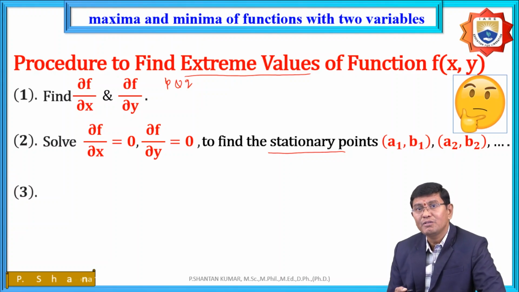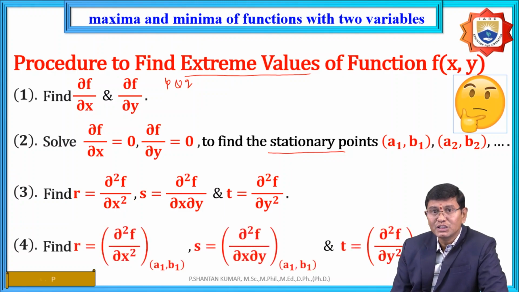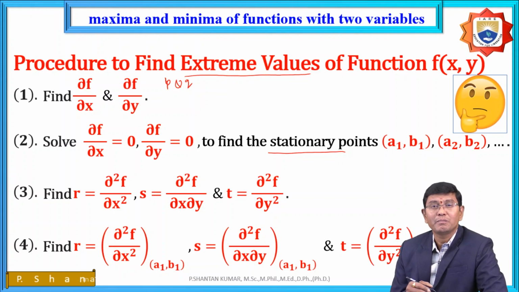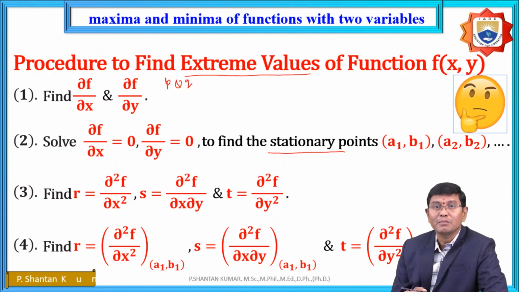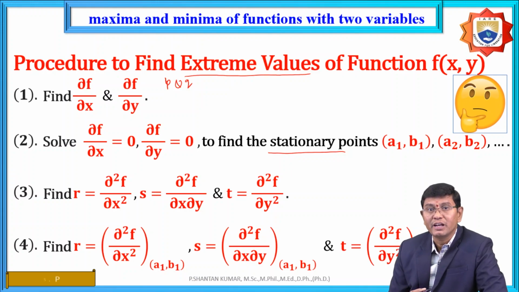And further we need to find the value of r comma s comma t. As we discussed previously, these are partial derivatives. r is the second order derivative with respect to x, s is dou square by dou x dou y, and t is dou square by dou y square. That means we need to find the second order partial derivatives with respect to x and y, based upon r comma s comma t, and sometimes the terminology is also L, M, N.